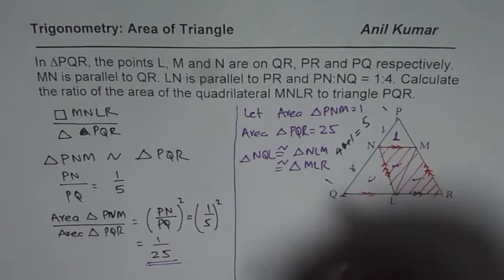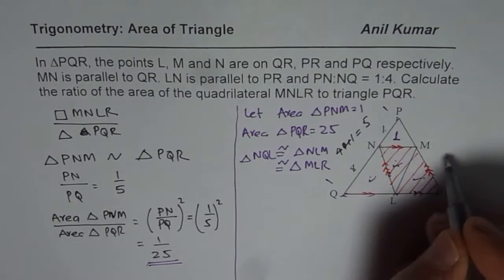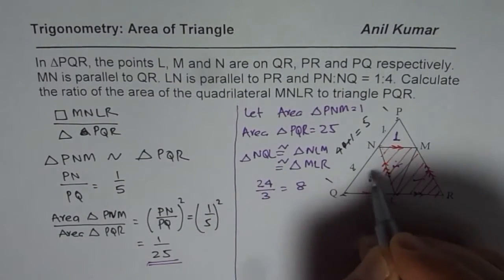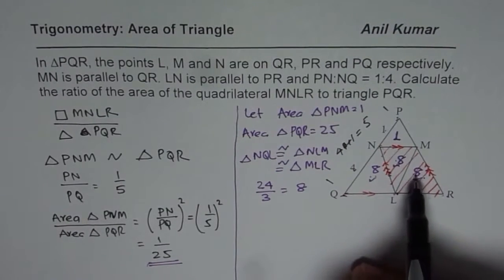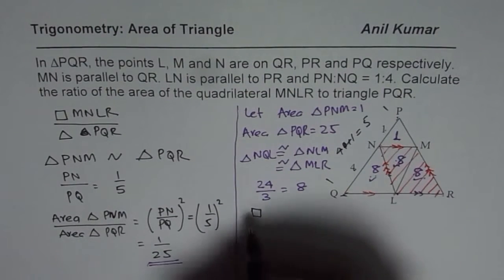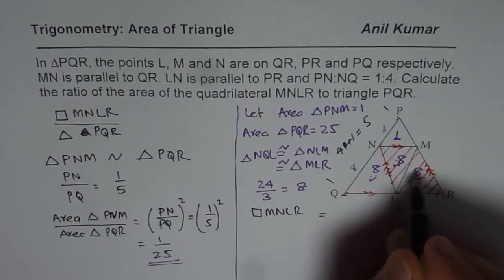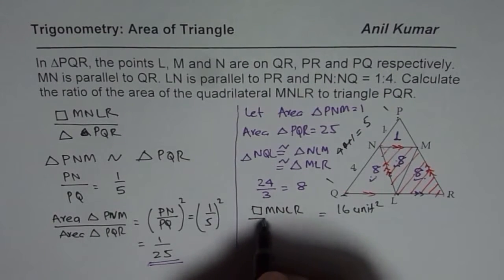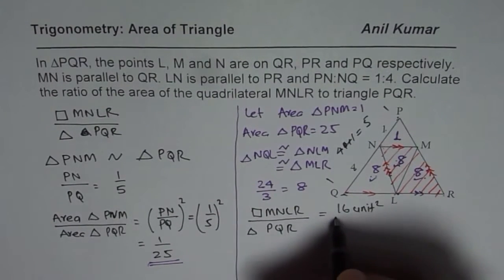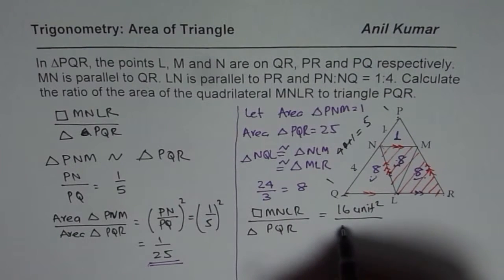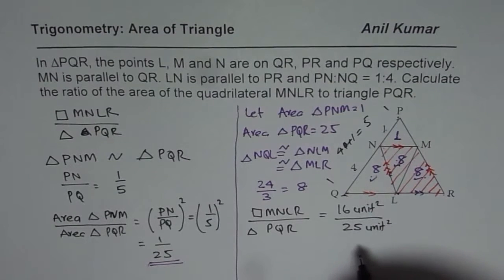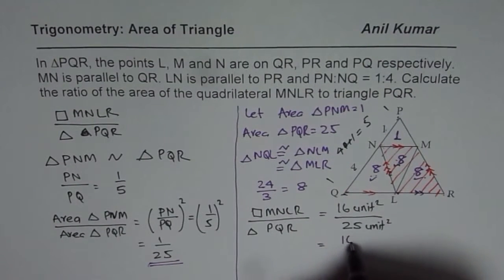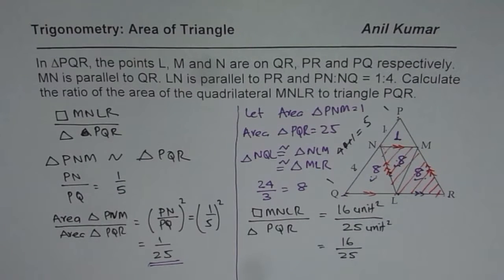So if the area is 1 unit here, then the area in these 3 triangles is 24 divided by 3, which is 8 units. So this is 8, and this is 8. Do you get my point? So you can now say that the area of parallelogram MNLR is 8 plus 8, 16 unit square, over the area of triangle PQR, which is 8 plus 8 plus 8 plus 1, 25 unit square. So that is how we can find the ratio of these 2 things. So we get our answer as 16/25 for this particular question.